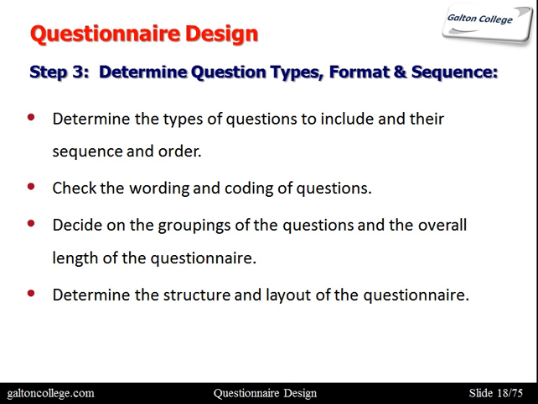And overall, look at the structure and the layout of the questionnaire. Make sure it's logical. Make sure it makes sense. The respondent will see or understand the logic as well. If the questions are jumping around and not connected, it may seem like a very haphazard exercise, and the respondent may get bored again and not cooperate. So make sure that the whole exercise is logical. So these are ideas about the question types and the format and the sequence.